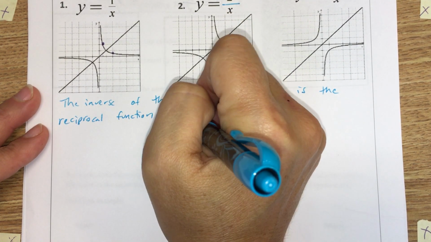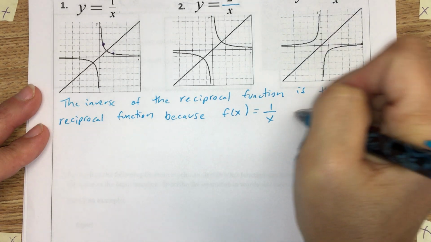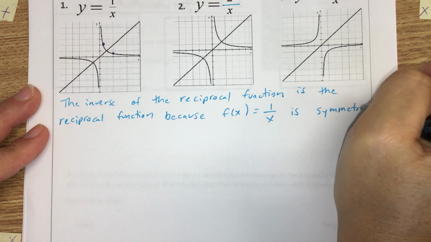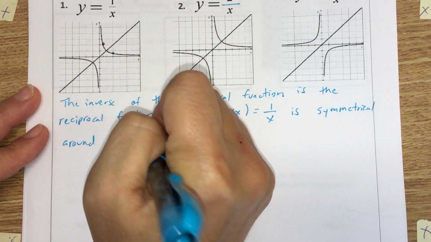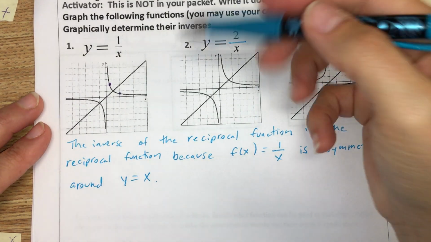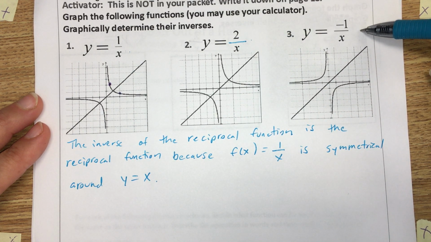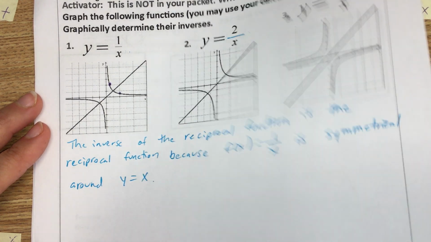Because f of x equals 1 over x is symmetrical around y equals x. Okay, now if we transform this reciprocal function, it may or may not be true that it's its own inverse. In these 3 situations, the parent function, a dilation, and a reflection over the x-axis, it turns out that it is true that they are their own inverses. So that's a neat little phenomenon.